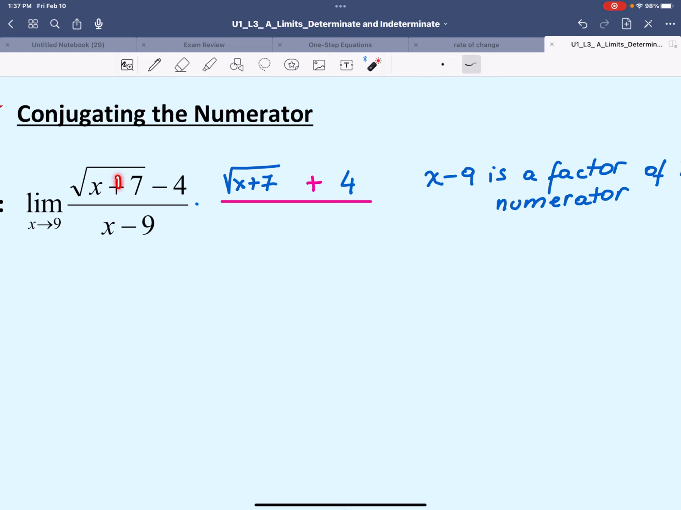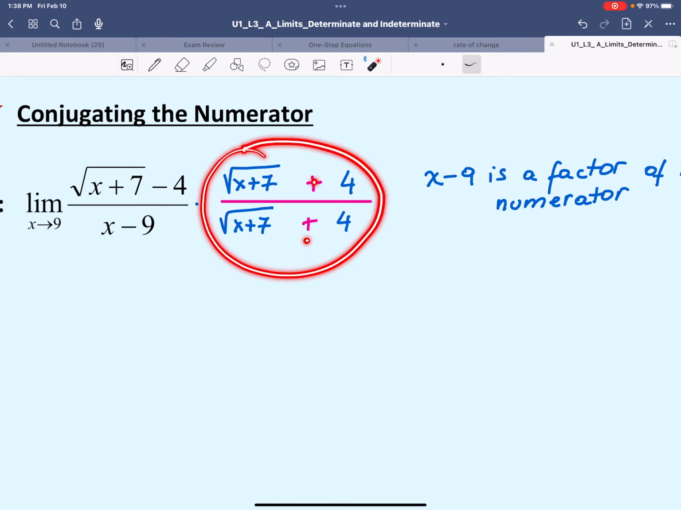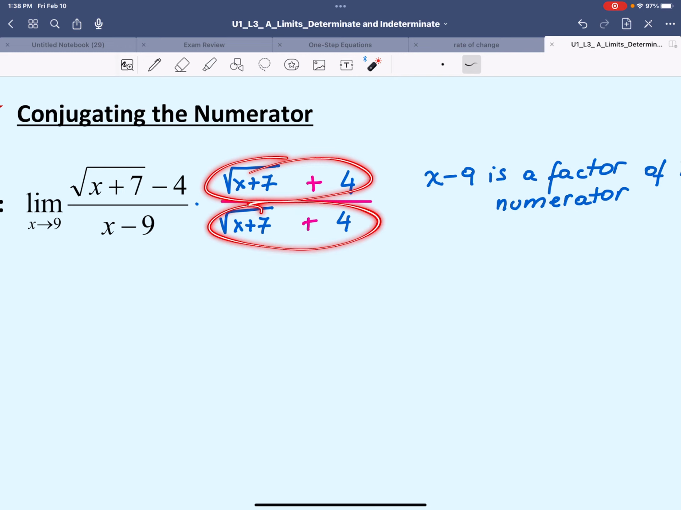A common mistake people make is that, because they remember they have to switch the sign, they switch the signs everywhere. Please don't make this mistake. The only sign we're changing is the sign between the two terms, one of which is in radical form. Because we're multiplying the numerator by something new, we're changing its value. So to fix that, we multiply the denominator by the exact same thing. That means we're multiplying the entire function by 1, because something divided by itself is equal to 1.